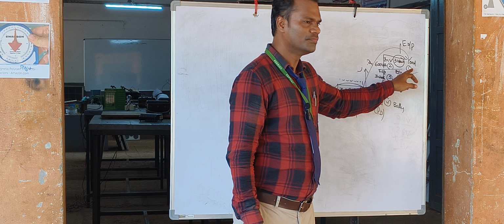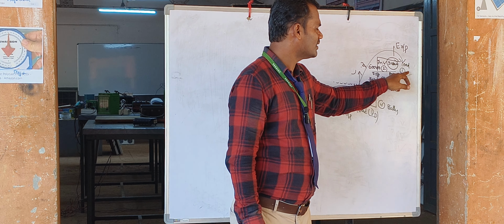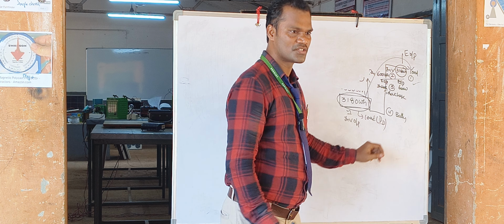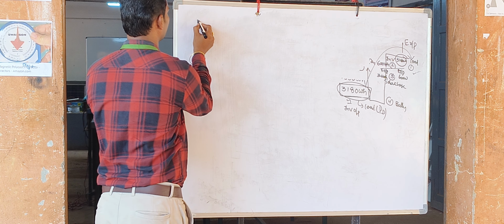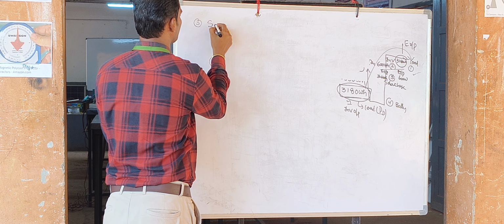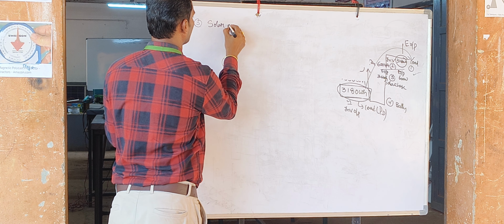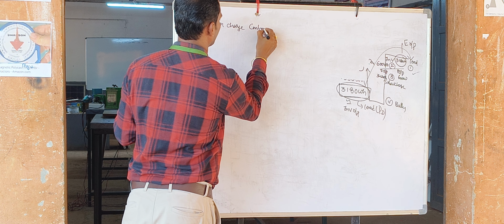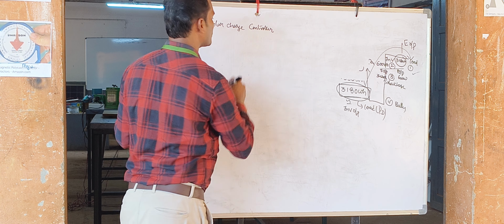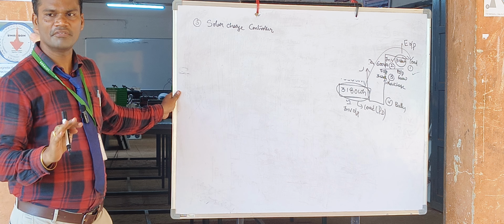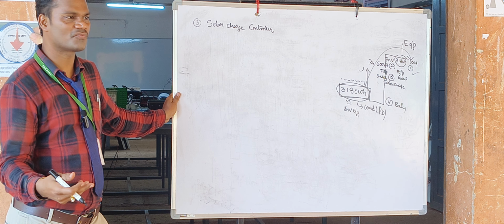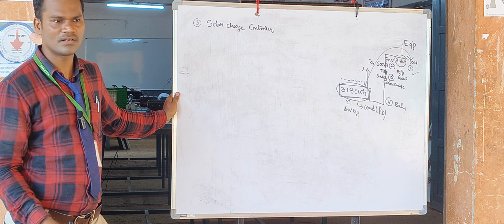Let's try to continue. We have designed the inverter. The third part you have to design is the solar charge controller. So the next one is the solar charge controller. Coming to this solar charge controller, we want to fix the system voltage. You can fix the system voltage as a 12 volt DC system.